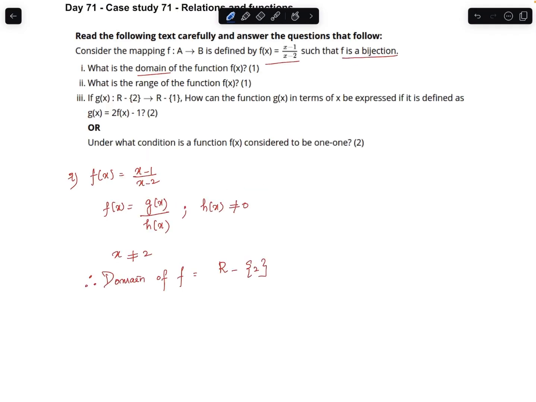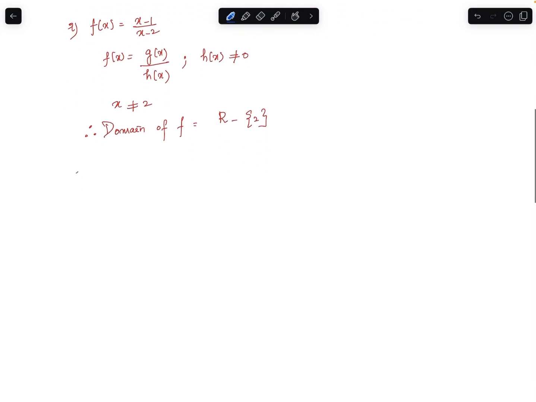Question 2. What is the range of the function f of x? That is, we have to figure out the output of this function. For that, let's take y is equal to x minus 1 upon x minus 2. Then yx minus 2y is x minus 1, and x times y minus 1 is equal to 2y minus 1. So x is equal to 2y minus 1 upon y minus 1. That is, we are writing x in terms of y.